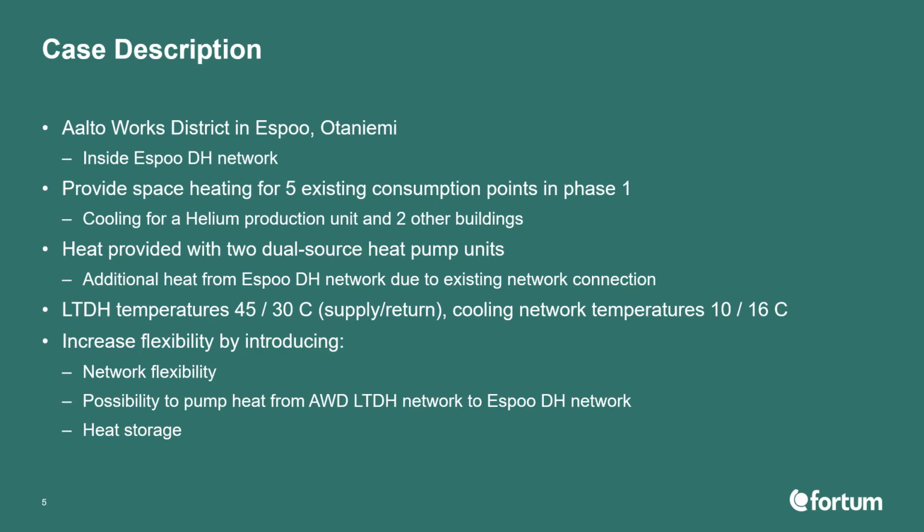We're looking at introducing flexibility by first looking at network flexibility, so using the network itself as flexibility, heating up the network over the 45 degree temperature and then cooling it down. Secondly, we're looking at the possibility to pump heat from the low temperature district heating network to the Espoo district heating network with a heat pump. And thirdly, we're looking at a heat storage unit, which is actually an existing oil container in the area of Otaniemi, which could be retrofitted as a heat storage.